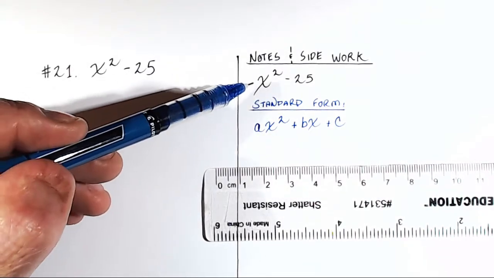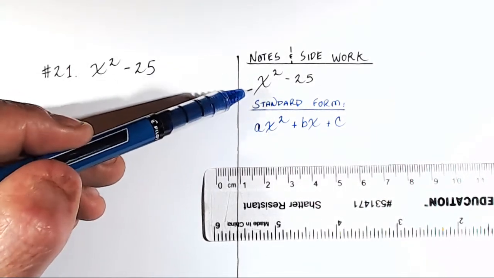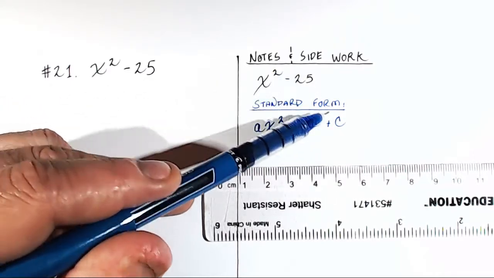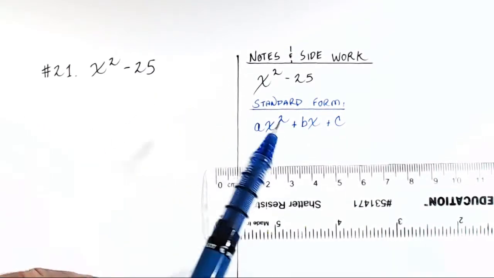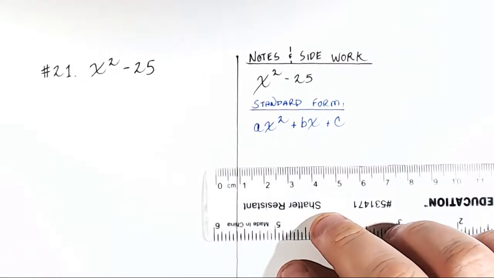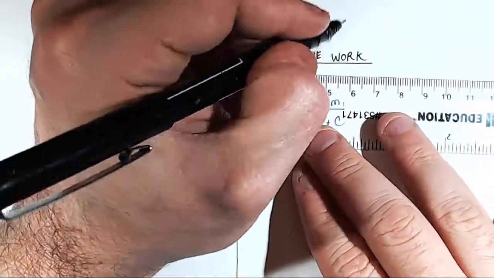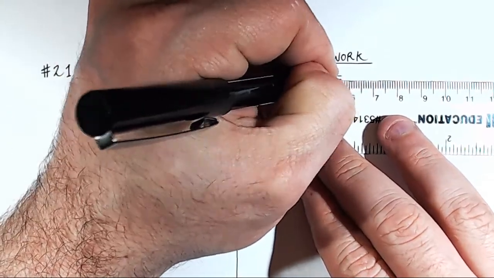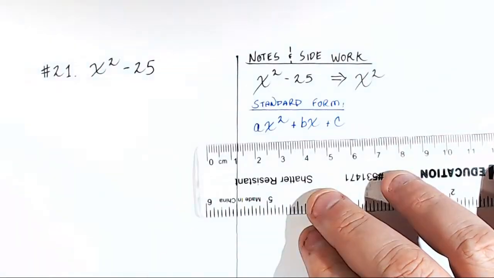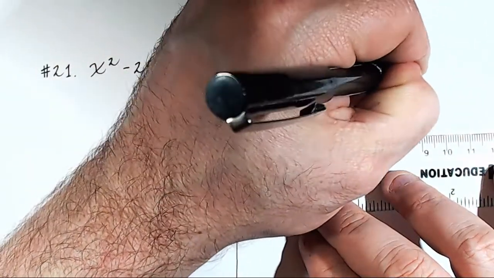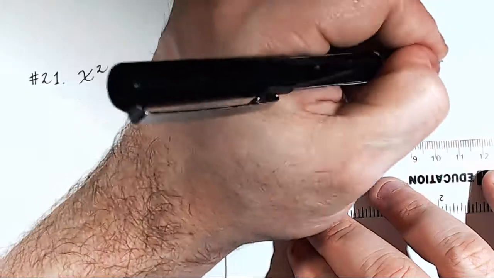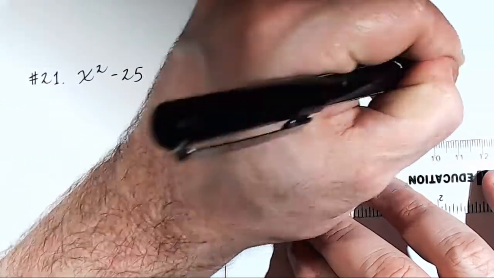So with our given example, we have 1x squared, so we have ax squared, and then we have c, which in this case is negative 25, but there doesn't appear to be any bx term. Well, as a matter of fact, there is. We can actually rewrite this. It's just 0x. We can rewrite this as x squared plus 0x minus 25.